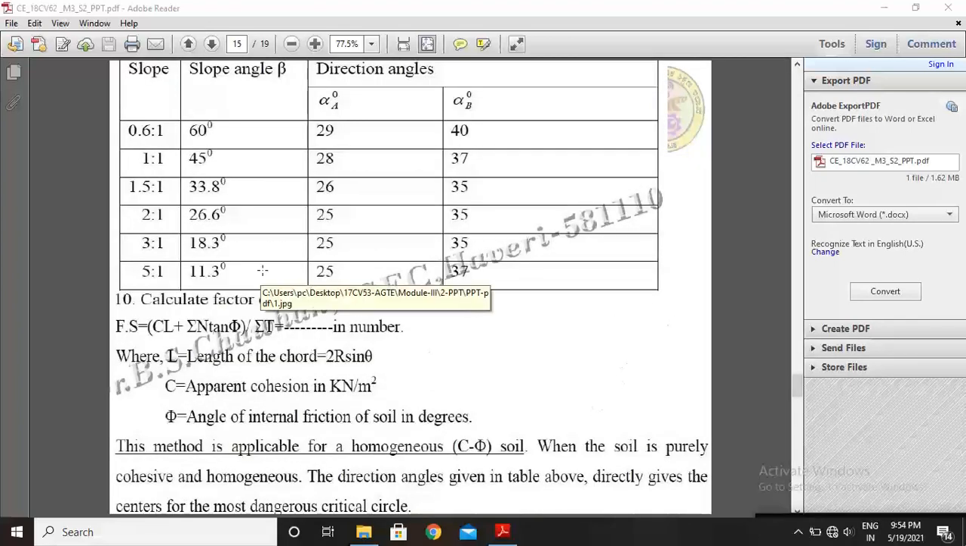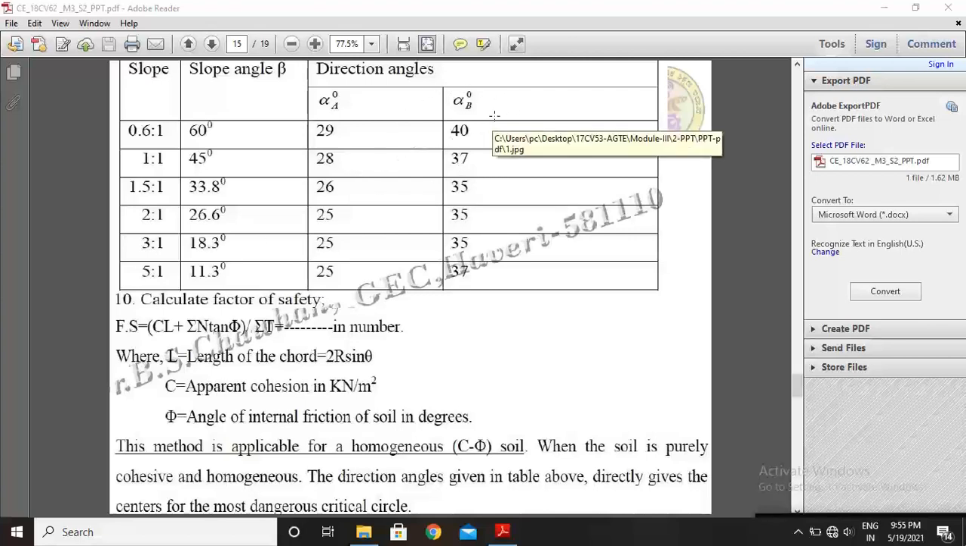Now refer to the direction angles alpha A in degrees and alpha B in degrees for centers of critical circles. Here this table is given for selecting alpha A and alpha B with respect to slope as well as slope angles. So the slope is 0.6:1. These are the slope, these are the slope angles, and these are the direction angles alpha A, alpha B in degrees with respect to the slope or slope angle. Now you select these two direction angles from these tables.